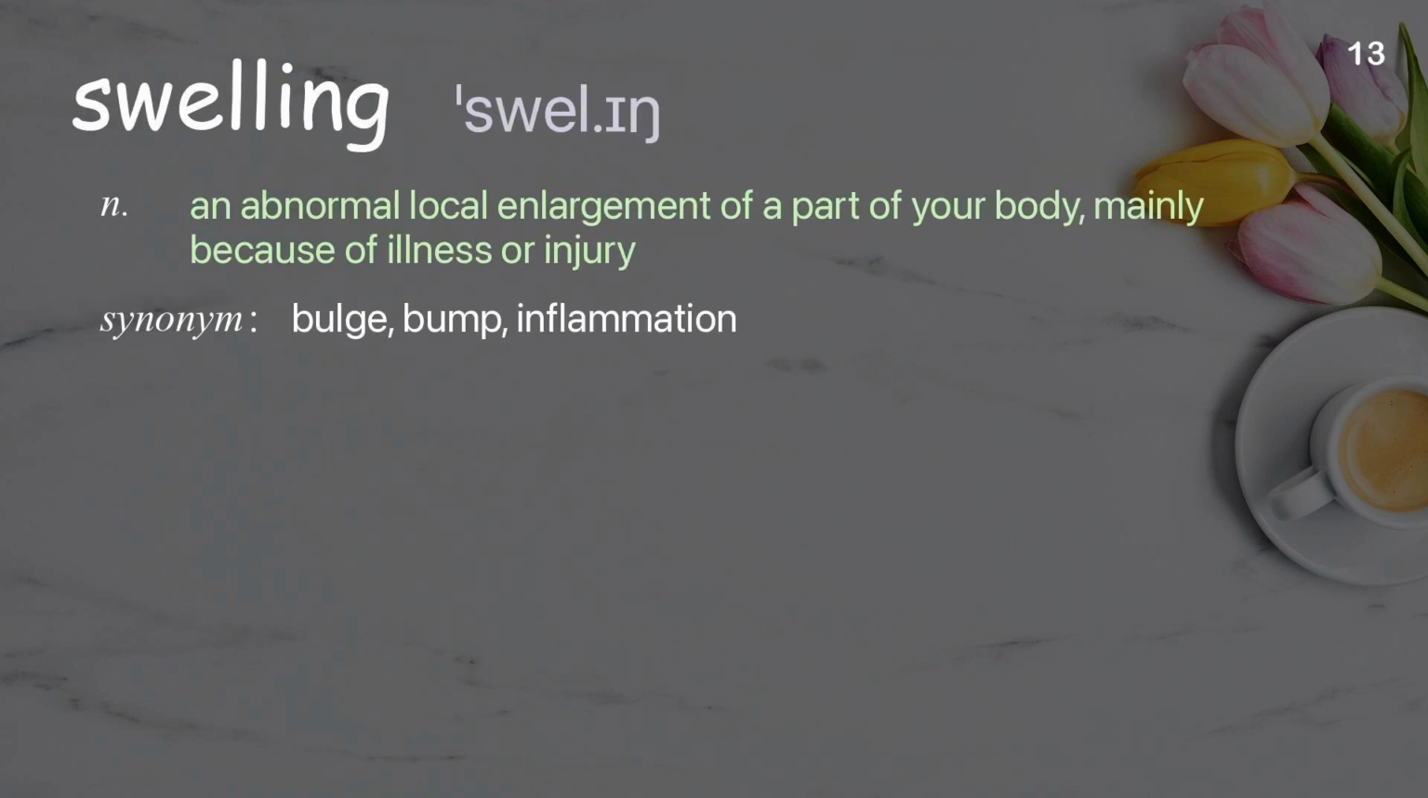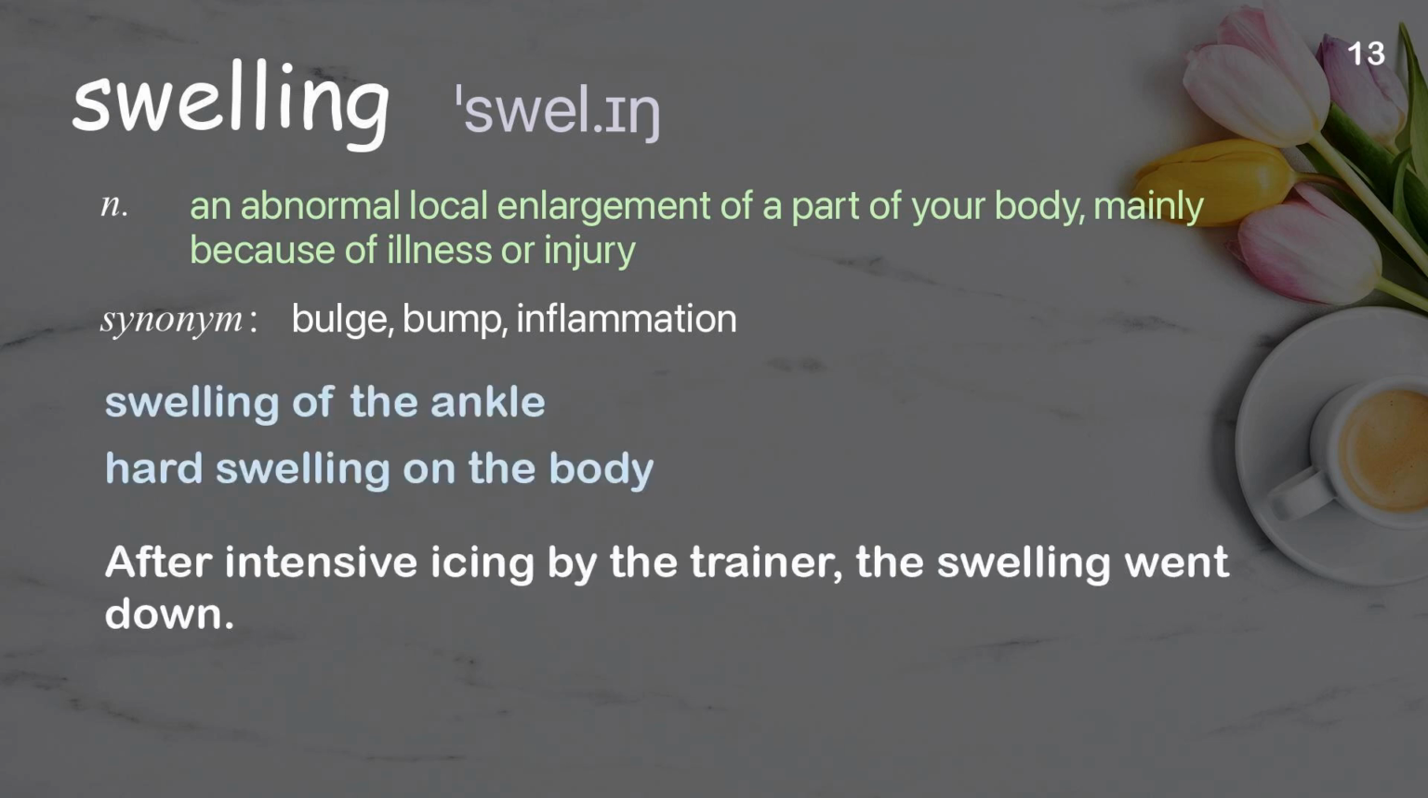Swelling. An abnormal local enlargement of a part of your body, mainly because of illness or injury. Examples: Swelling of the ankle. Hard swelling on the body. After intensive icing by the trainer, the swelling went down.